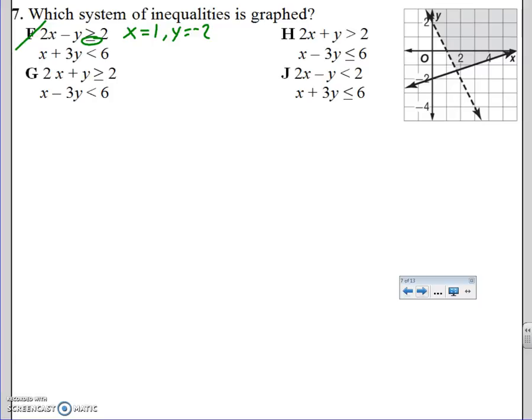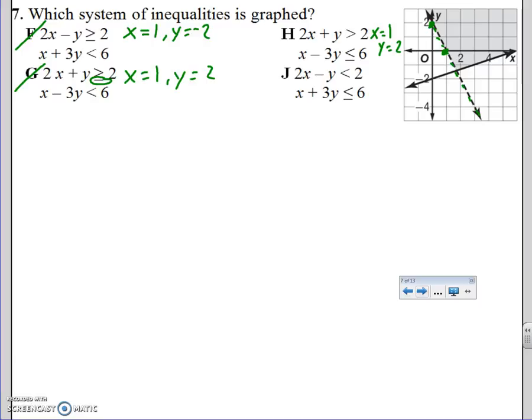Alright, I tried G. This is x equals 1, y equals 2. There's that. But it has to be a dotted line, not a solid, because this has the solid right there. So this is why G is out. Over here, x equals 1, y equals 2. So 1, 2, and it's dotted. Good.